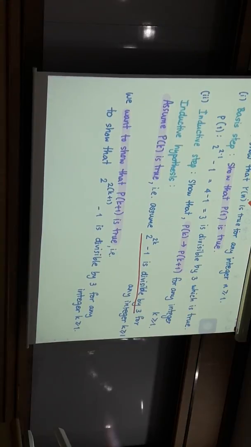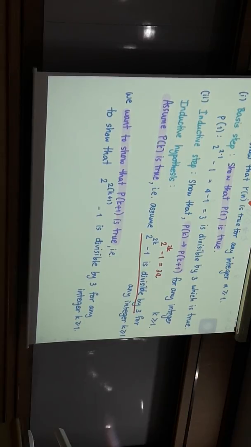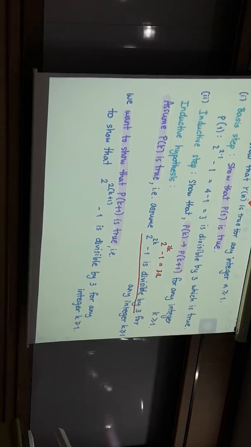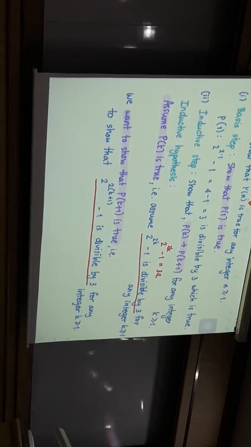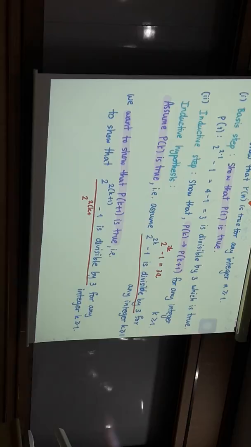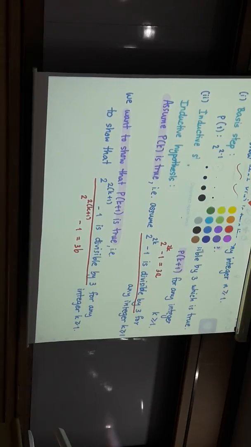It means that you have 2 to the power of 2k minus 1 equals to 3 times a. Is that right? Okay. And you want to show that this is divisible by 3. So it means that you want to show 2 to the power of 2k plus 1 minus 1 equals to 3b. Is that right? Divisible by 3 means equals to 3 times something, right? Okay.